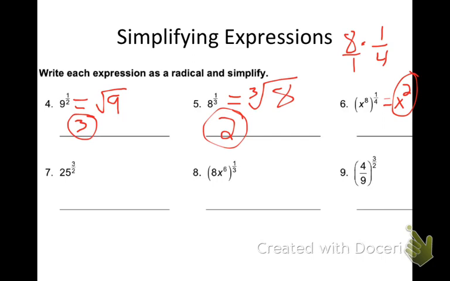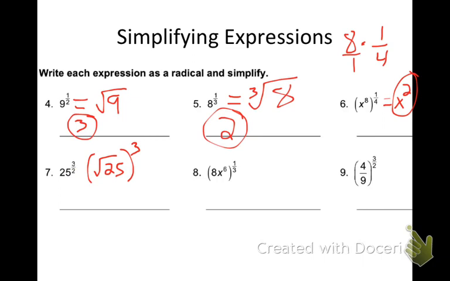Now, number 7. Now we have kind of a little bit tougher rational exponent. I have 25 to the 3/2 power. Well, that would be like saying what? Does anybody know how to rewrite that? The square root of 25 cubed. Yep. My root, or my denominator goes to my root. My numerator goes to my exponent, and I break it down.